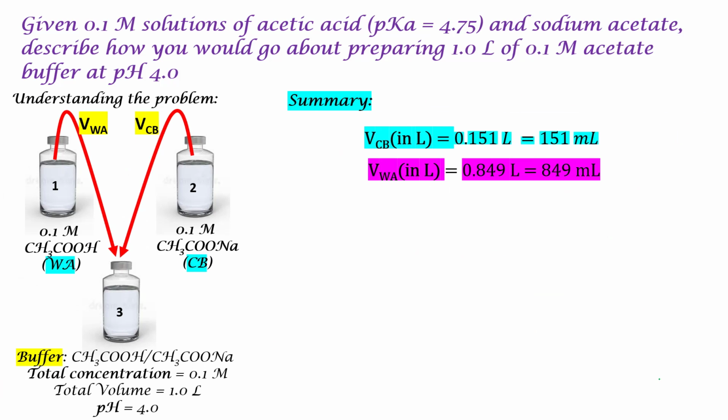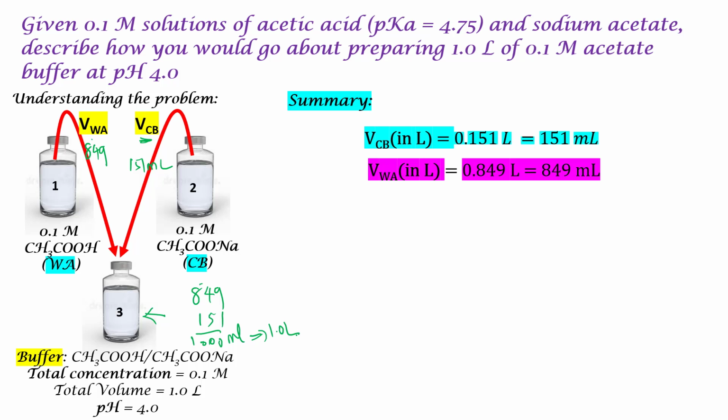So at the end of it, what did we figure out? This VCB value, the volume that we're taking out from bottle 2, is going to be 151 milliliters. And the volume that we're taking from bottle 1 is going to be 849 milliliters. You're going to mix them both in bottle 3. When you add up 849 plus 151, you're going to end up with a total of 1000 milliliters, which is the same as 1.0 liters.